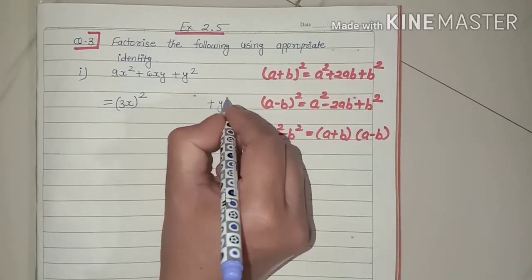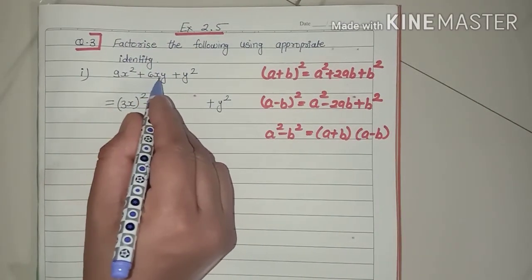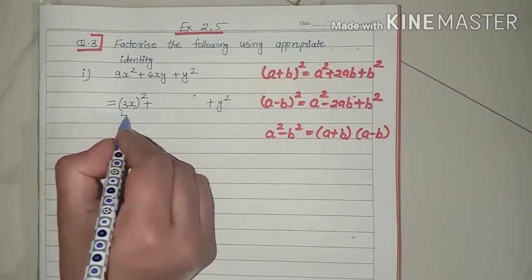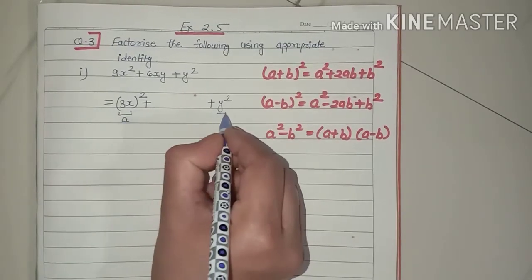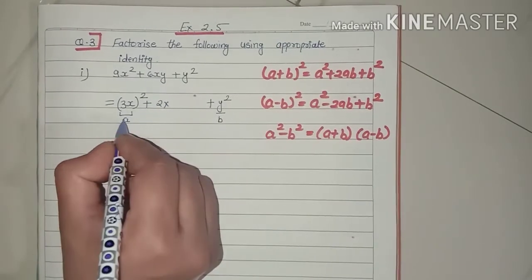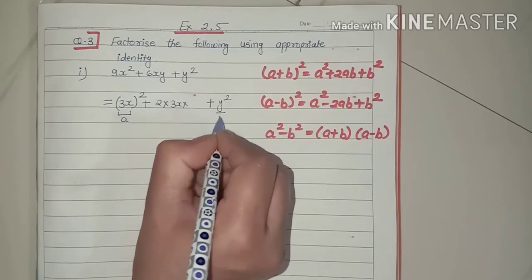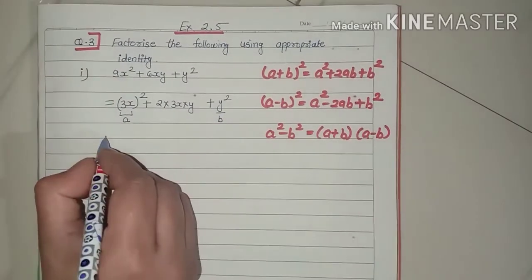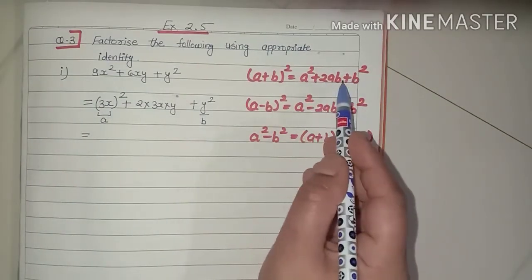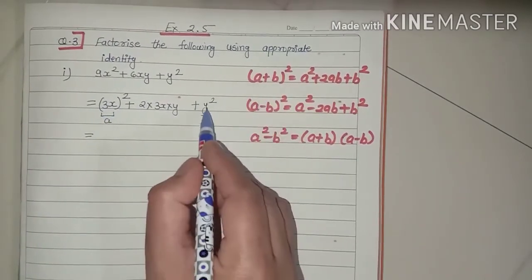Similarly, how can we break this last term? This last term is already in square form, y square. Now we will break this middle term in the form of 2ab. Here this 3x is your a and this y is your b. So we write 2 into the value of a, which is 3x, and the value of b, which is y. We will get the right hand side form. Now we will convert this into left hand side form. Here the value of a is 3x and the value of b is y.